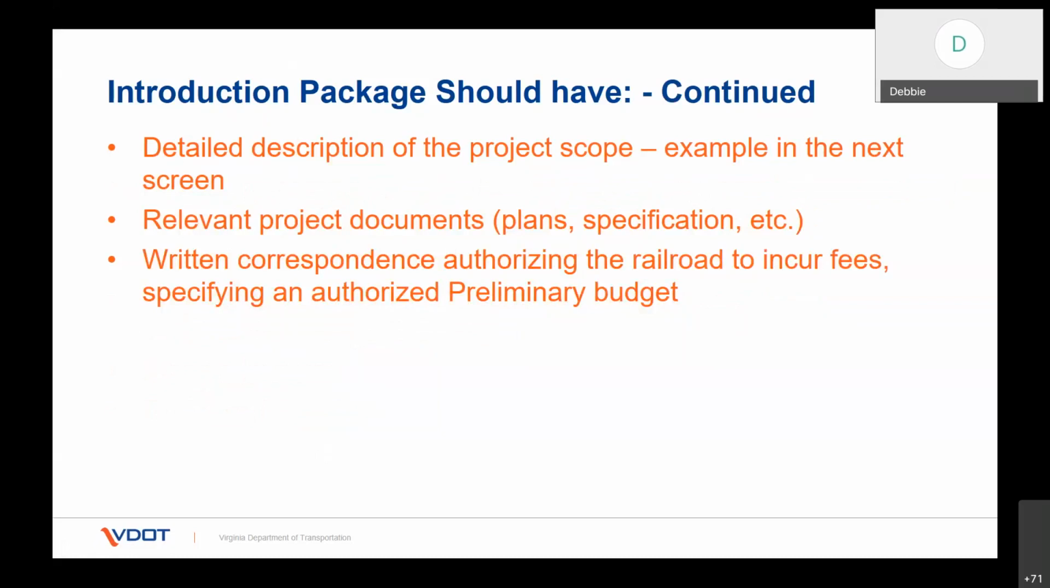Written correspondence authorizing the railroad to incur fees. We talked about the preliminary force account budget. They're not going to work on your project until they have approval to charge to your project. When you're in the preliminary stages and you haven't really started the development, you're just trying to find their future needs. Sometimes you can give them a small amount of $5,000 to work with until you can establish your project and the scope of it, and then you can create the preliminary force account.